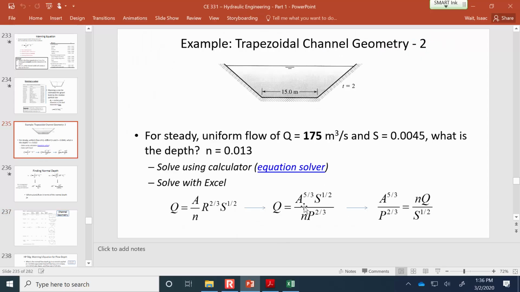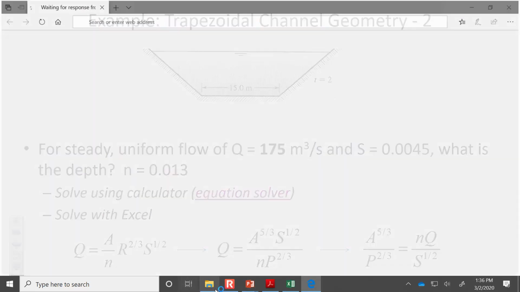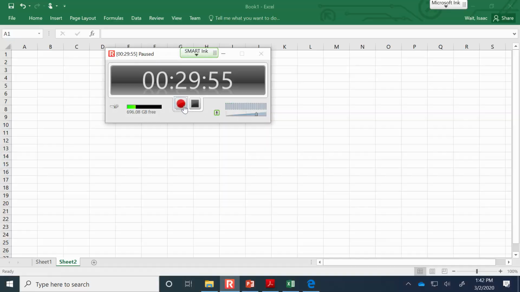So let's pause for a moment and look at this video that shows how, if you have a trapezoidal geometry, you can use your equation solver on the Casio. This is a video.